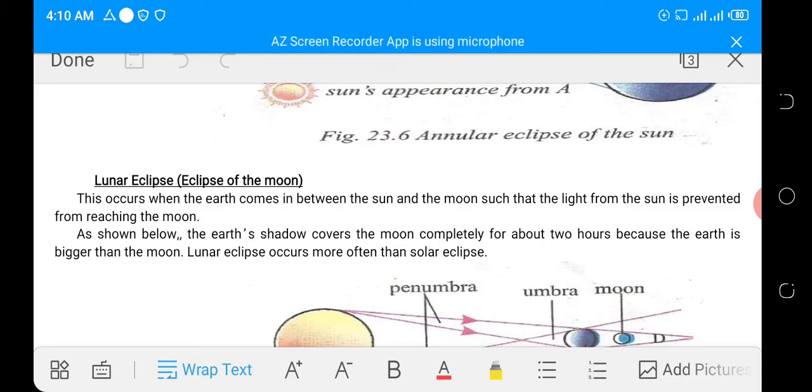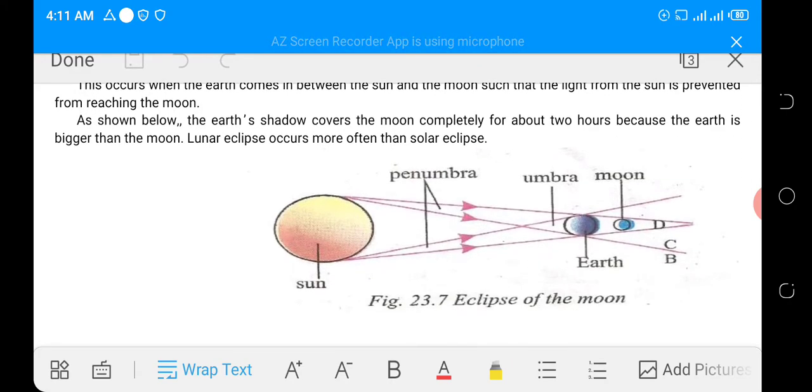This occurs when the earth comes in between the sun and the moon, which shows that the light from the sun is prevented from reaching the moon. Remember, I told you that the sun is stationary while the moon moves around the earth and the earth moves around the sun. There may be a point in time that the earth will come in between the moon and the sun, as shown in this diagram.